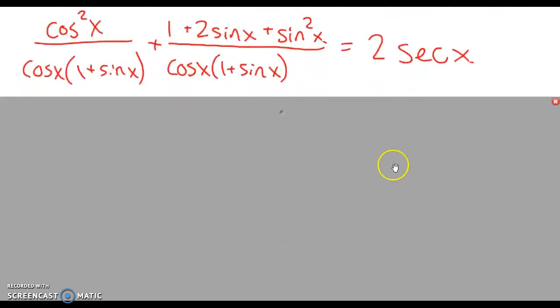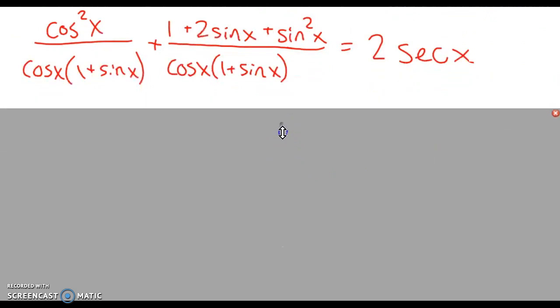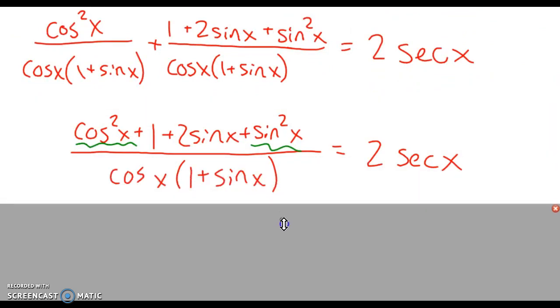Now that I have common denominators, I'm going to add the numerators. So now I've combined them into one fraction, and I get cosine squared x plus, and then all that, 1 plus 2 sin x plus sine squared x.